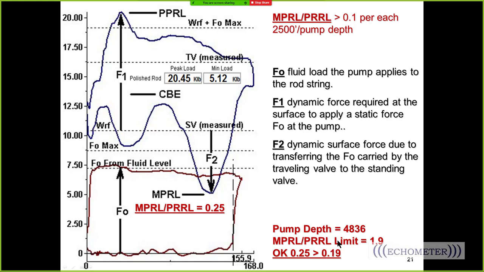And so in this well, the depth was about 5,000 feet. The limit is 0.19. And so we have 0.25. It's greater than 0.19, and so we're not pumping too fast. If we pumped faster, that would increase the strokes per minute. That would cause the peak load to go up higher and the minimum load to go down lower. And we start to approach this limit and tend to have increased rod on tubing wear and increased rod failures.